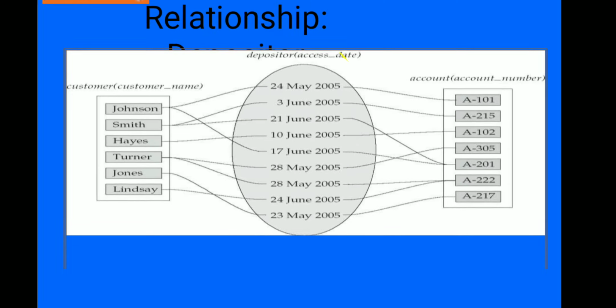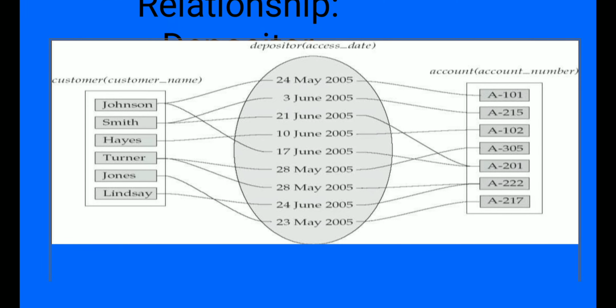See now the relationship. In the customer table we use customer names Johnson, Smith, Hayes, Turner, Jones, and in the depositor we use the date, and the account number. There Johnson deposited on 24th May in A101 and on 17th June in A201. That is showing as a relationship between two entities.